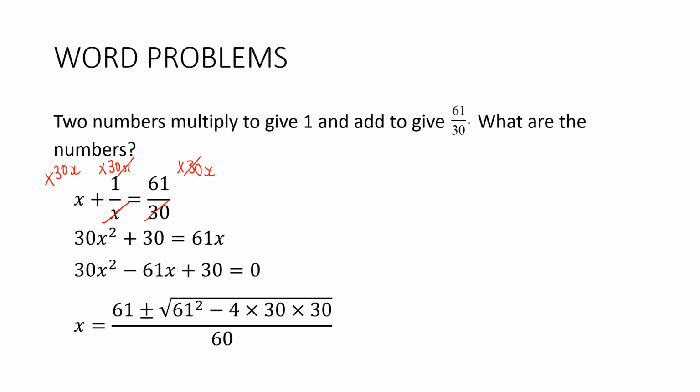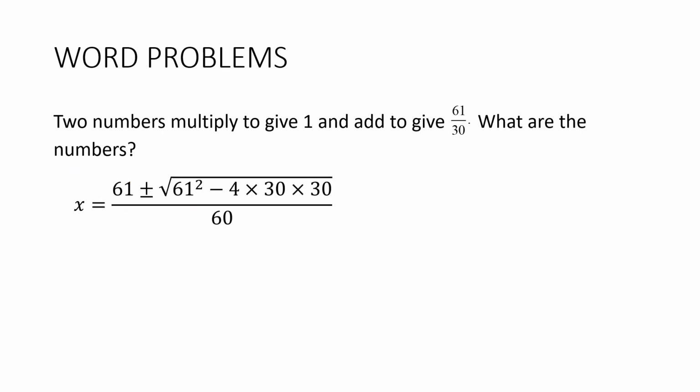So we are going to get x is equal to 61 plus or minus the square root of negative 61 all squared, take away 4 times 30 all over 60. And tidying that up, we end up with 61 plus or minus the square root of 121 all over 60. And see, square root of 121 is 11, so it could have been factorised. But just using our calculator, we end up with 6 over 5 as one of the numbers and 5 over 6 as the other.